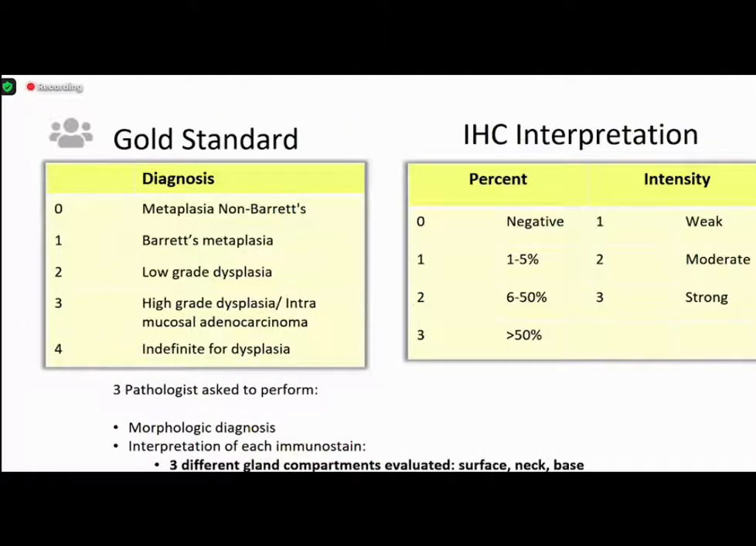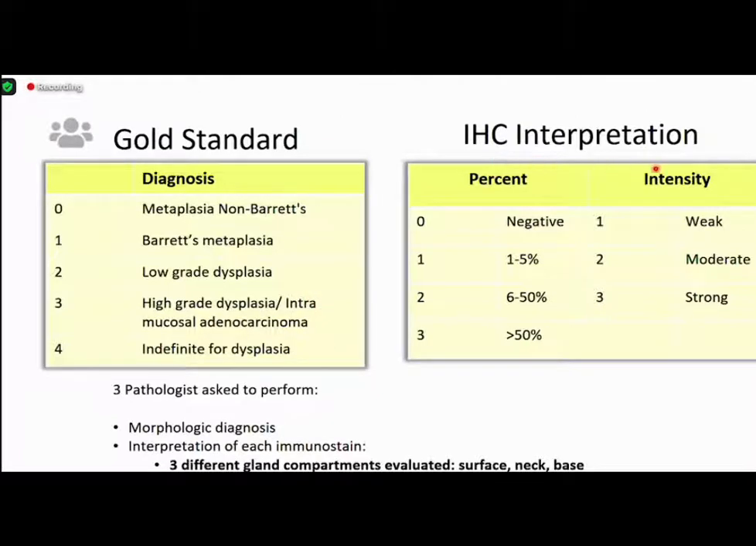So in our study, in this initial study and in the next study, the morphology was the gold standard, and consensus diagnosis was the gold standard, meaning that all three pathologists did a consensus conference and re-divided these cases, and cases were re-diagnosed into metaplasia, non-Barrett's, Barrett's metaplasia, low-grade dysplasia, high-grade dysplasia, and then indefinite for dysplasia.